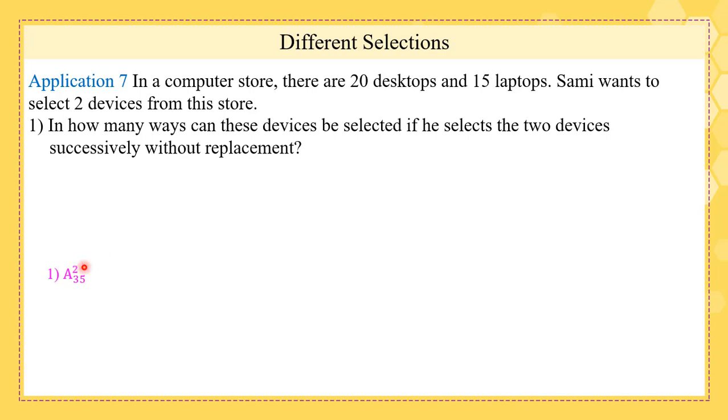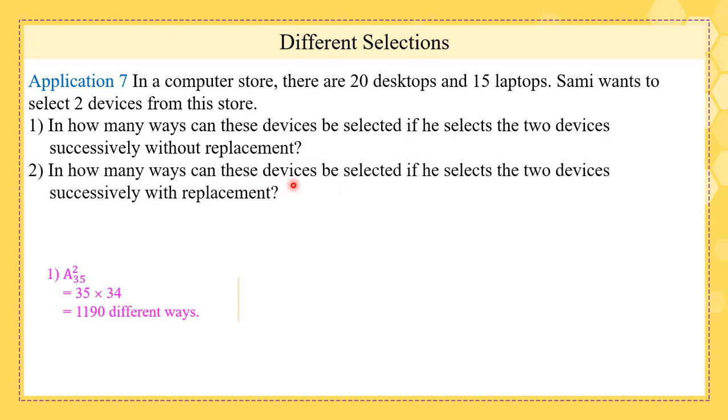In fact, this is an arrangement. We are choosing 2 devices out of 35, or it could be taken as 35 times 34. The total decreases by 1 because this is a successive selection without replacement. Now, in how many ways can these devices be selected if Sammy selects the 2 devices successively with replacement? Try also to do it alone. So here we have 35 squared, or 35 times 35, which is 1225 different ways. And remember here the drawing is successive with replacement, so the total does not change.